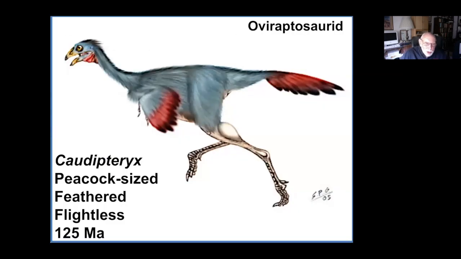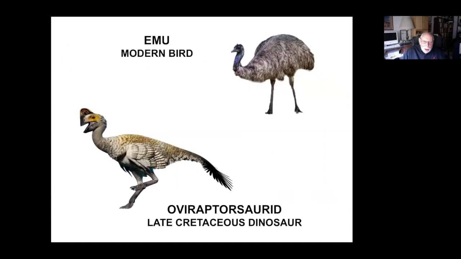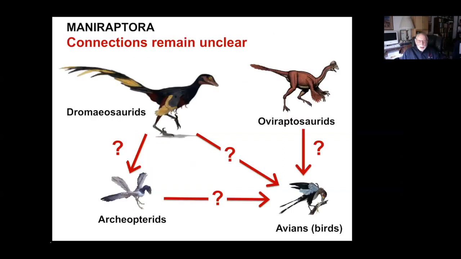Some of the Oviraptorosaurids were really kind of bird-like, feathered, they were flightless, and you compare one of them with a modern emu, and there's not that much difference between the two. So the connections within the Maniraptora remain really unclear, and we still don't know which pathway led to the modern birds. But somehow, somewhere within this group, they originated.